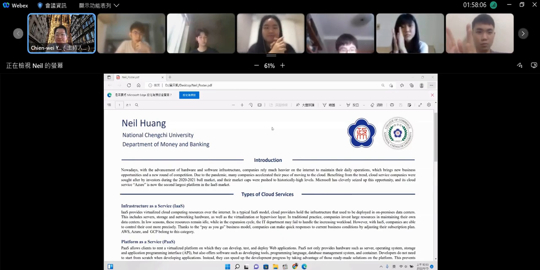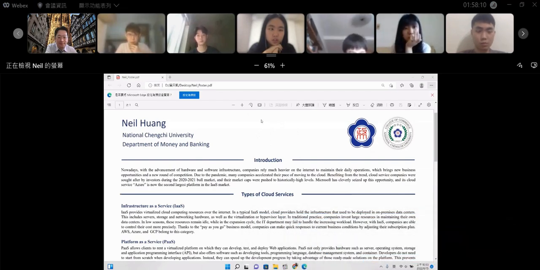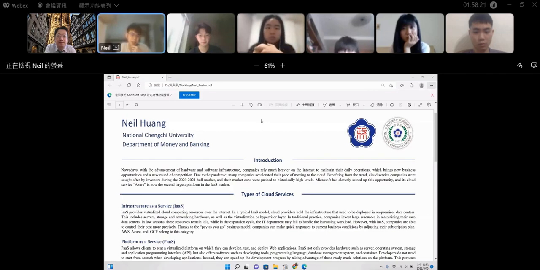Alright, so today I will be introducing my research in Microsoft Azure. Because in the past few years during the pandemic, many companies faced lockdowns or quarantines, so they accelerated the pace of moving their business and daily operations to the cloud. This trend has benefited many cloud service companies, and they are sought after by investors. Among them is Microsoft Azure.